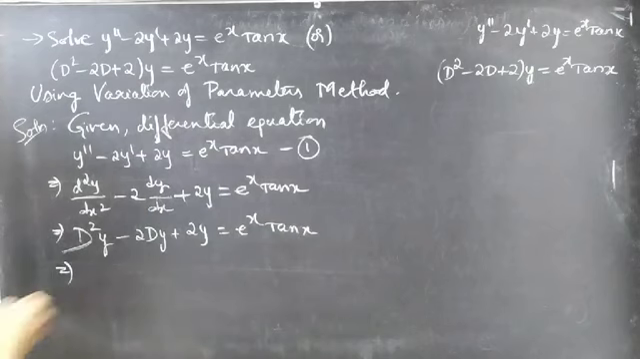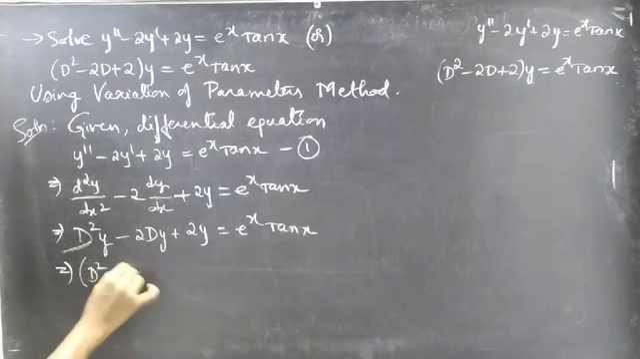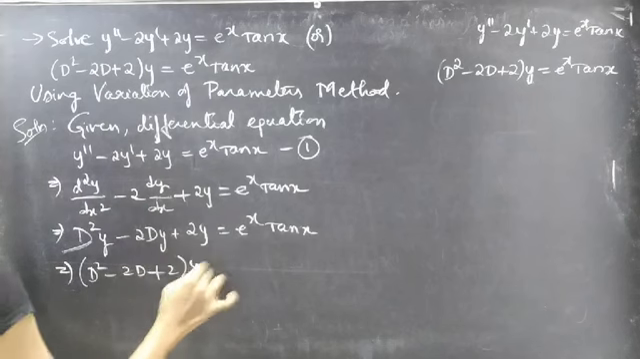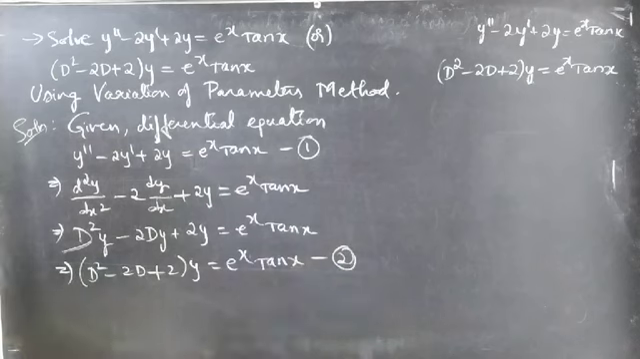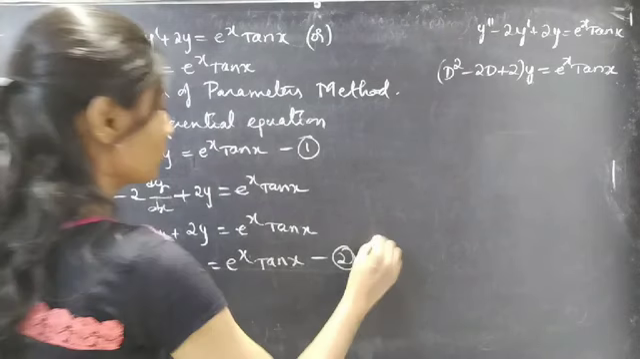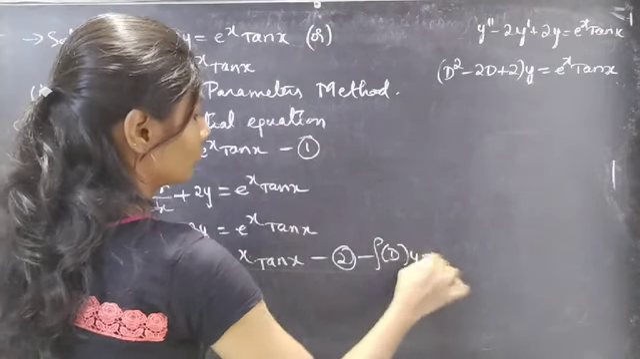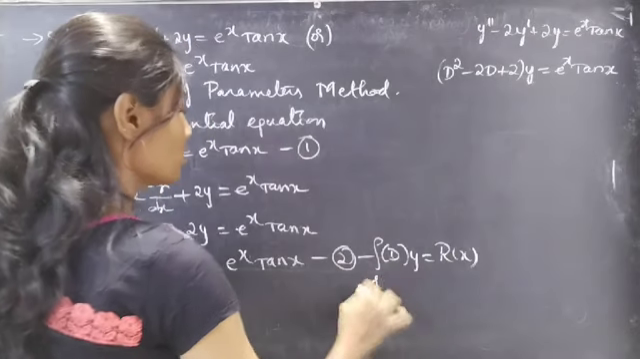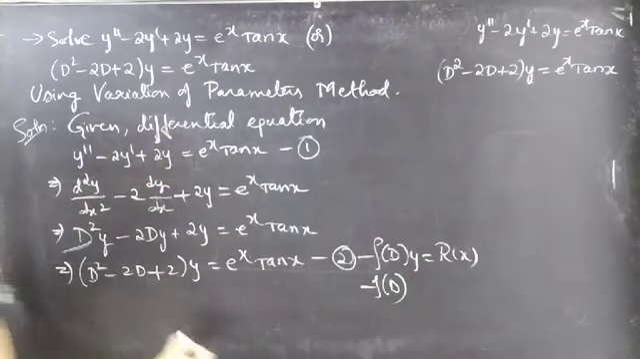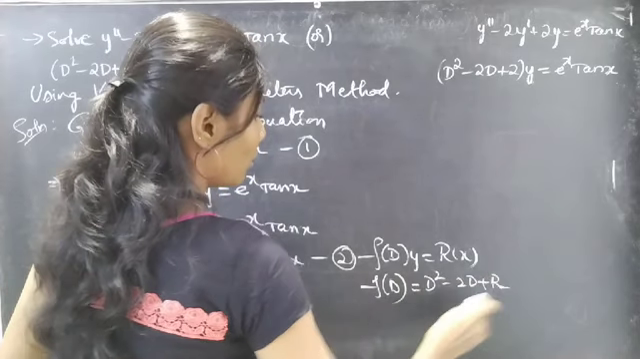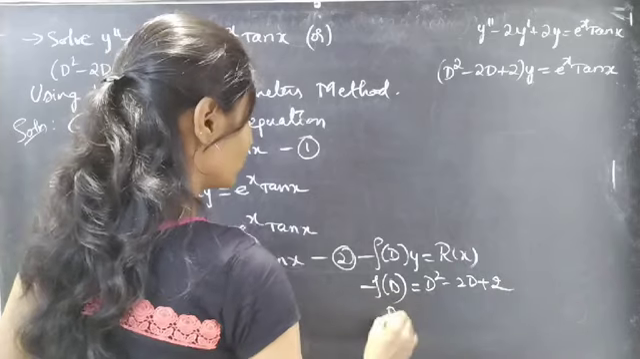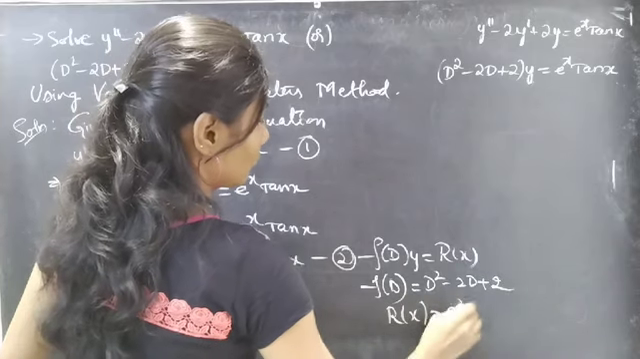Now take y common from all the terms of LHS. We'll get (D square minus 2D plus 2) y equal to e power x tan x, which is our equation 2. Equation 1 in operator form is our equation 2. Say f of D into y equal to some function of x, where f of D is D square minus 2D plus 2 and r of x is e power x tan x.